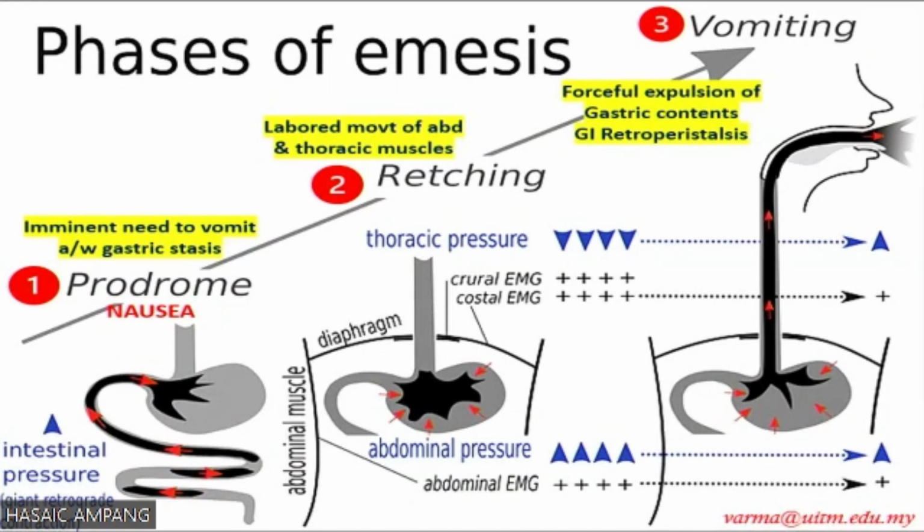Just now we talked about phases of swallowing. Now phases of emesis, also three phases. One is prodrome, which is the feeling of wanting to vomit. Next is retching, the retropulsion of your stomach content into your esophagus, and you get your heartburn and everything. Finally is the vomiting. So you just have to write as simple as this. Phases of vomiting, 3 phases. Prodrome or nausea: imminent need to vomit associated with gastric stasis. Retching: labored movement of abdomen and thoracic muscle, may or may not be associated with heartburn. Vomiting: forceful expulsion of gastric content, GI retroperistalsis. Enough. 0.25, 0.25, 0.25, 1.5 to 2 marks.